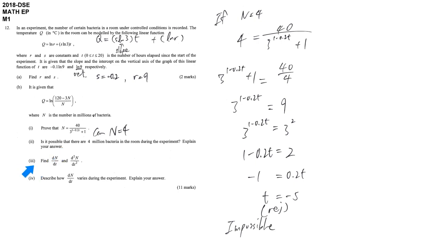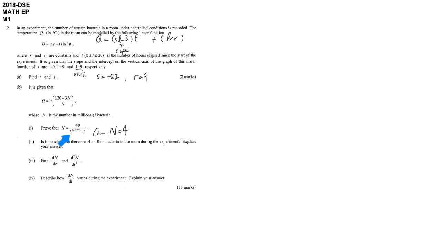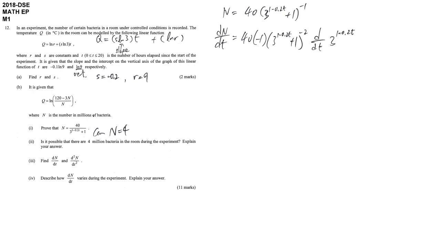Then go to the next part. They are talking about finding the first order derivative and the second order. It totally depends on your differentiation skills, but in order to reduce error, we change it to a favorable format: 40, and then the denominator to the power of negative 1. If we differentiate both sides, it will give us 40, and then negative 1, power of negative 2, and then don't forget you still need to differentiate what is left.